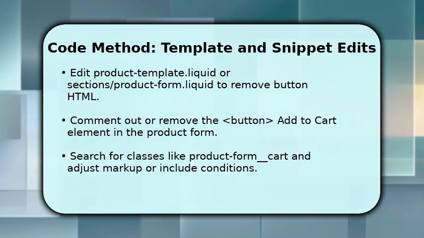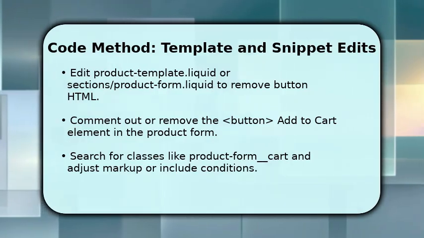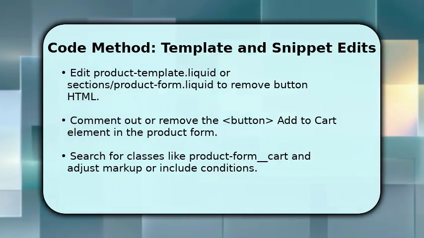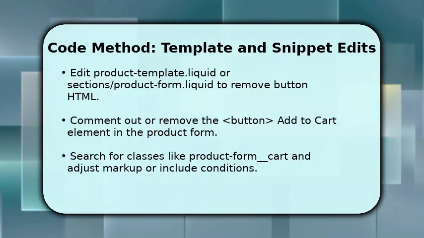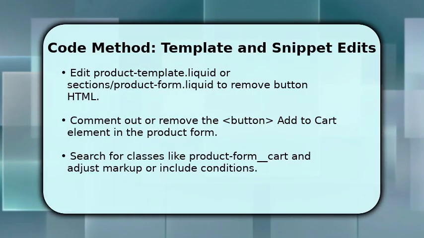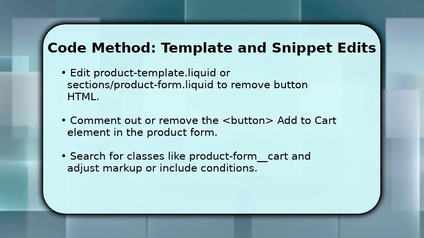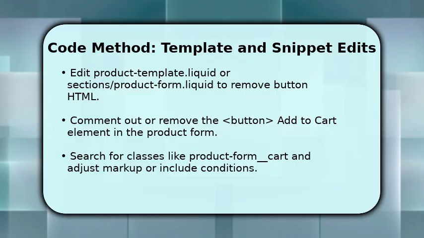Search for the product form markup and find the button that renders Add to Cart. Comment out or remove that button HTML inside the form to hide the control. Alternatively, wrap the button in a conditional that checks a product tag or template to selectively hide Add to Cart.